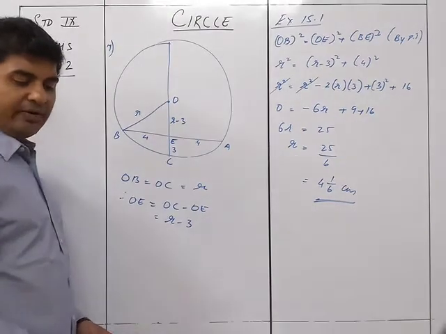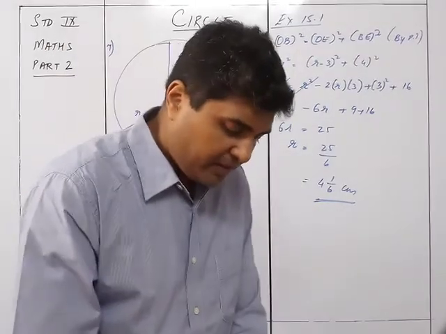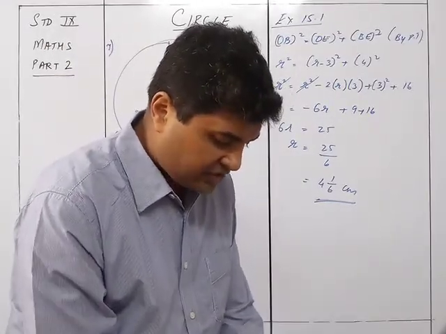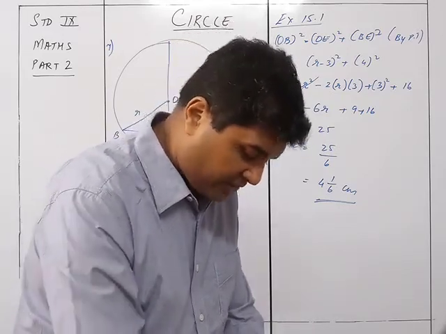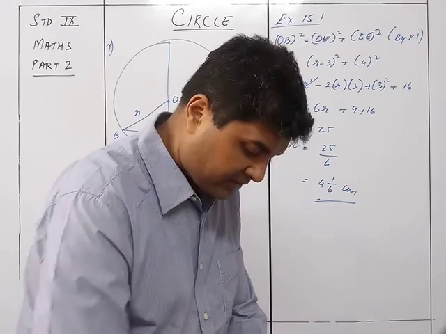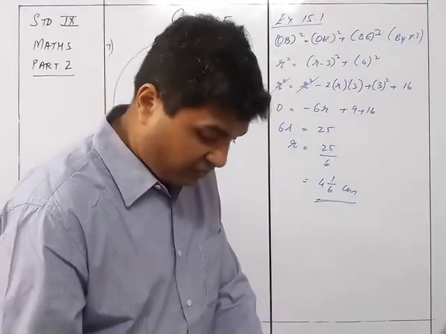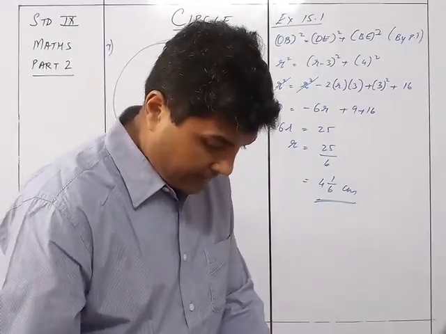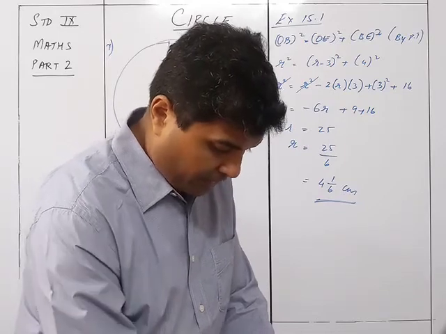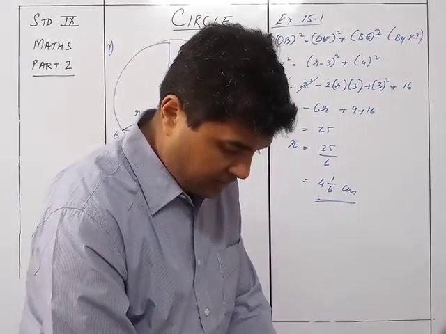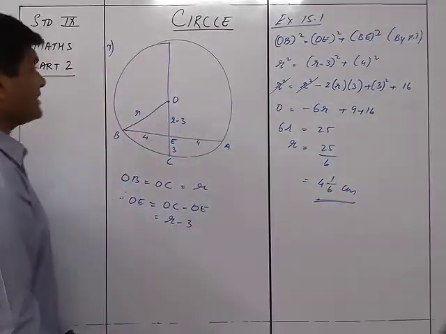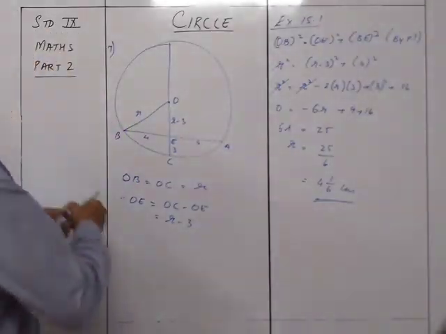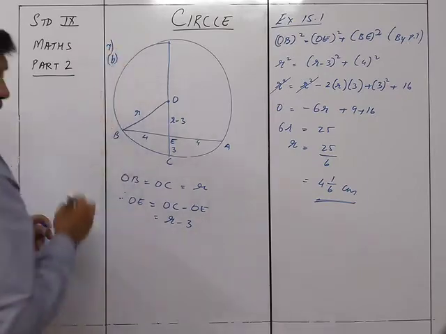So the radius answer of 7b will be this way. We can just check up the answer because it was a slightly awkward answer. So we'll just confirm that thing. Yeah, it is the same thing. So this was exercise 15.1. We have the answer as 4 and 1 upon 6 centimeters. Got it? So this was sum number 7b.